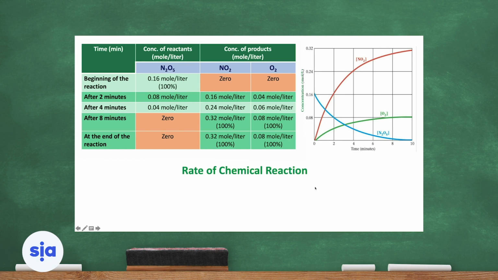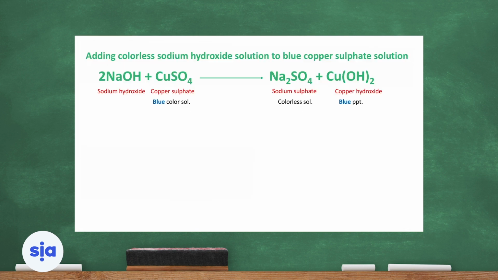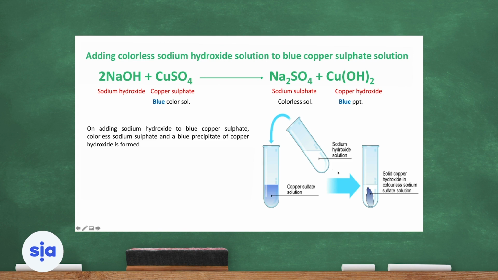Now we can define rate of chemical reaction as the change in concentration of the reactants and the resultants over a unit time. Let's together discuss this example. Adding colorless sodium hydroxide solution to blue copper sulfate solution. Look at this picture. When we add this transparent, colorless solution of sodium hydroxide to the blue copper sulfate solution, what's going to happen?